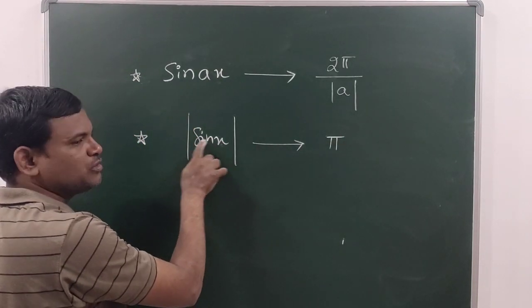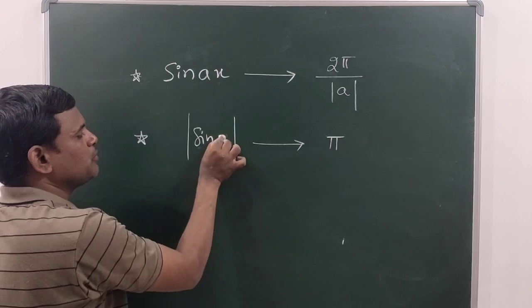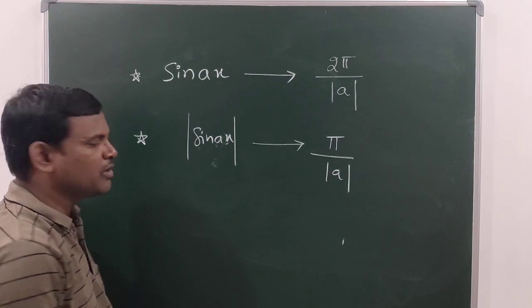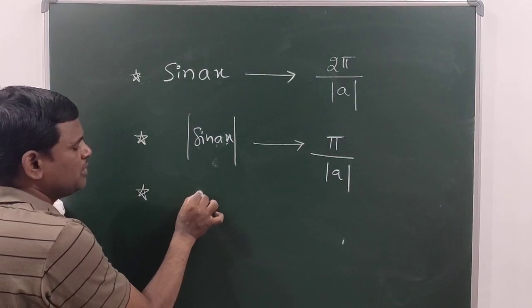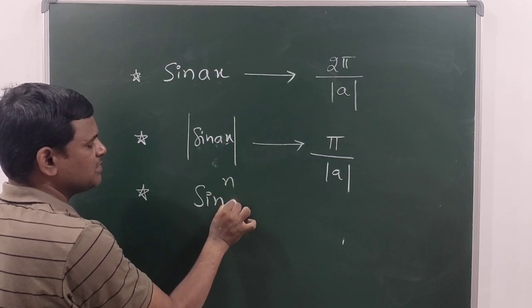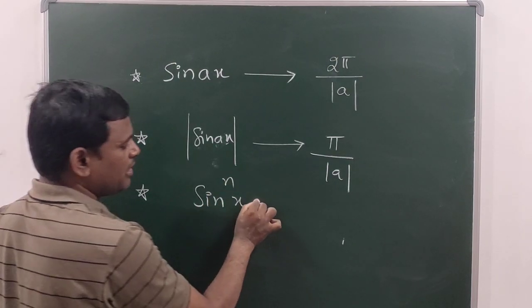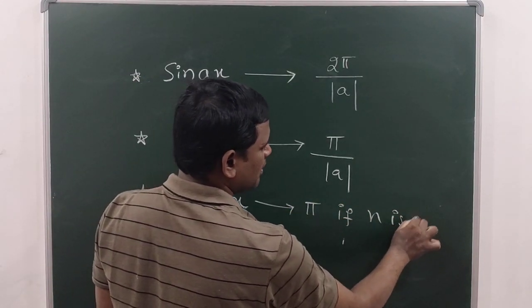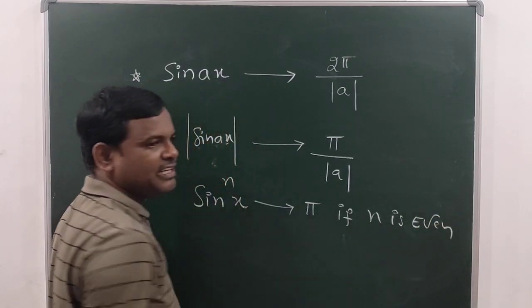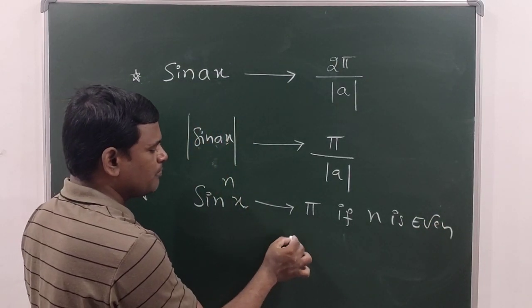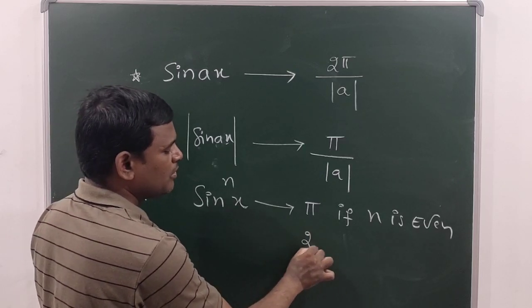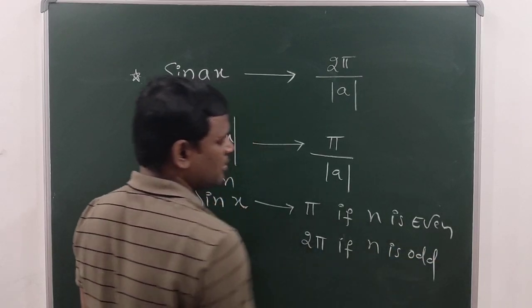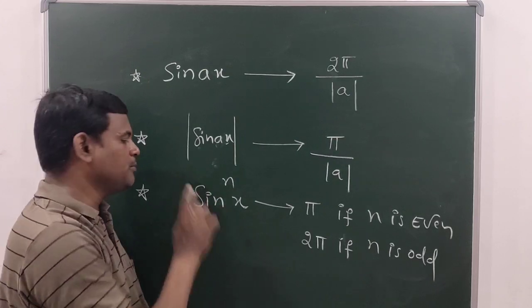Sometimes the x coefficient may be given. Suppose here ax is given. What you have to write? Pi by mod a. Right. Now suppose the function is given like this, sin power n x, whose period is pi if n is an even integer. This period will be 2 pi if n is an odd integer. Observe this.